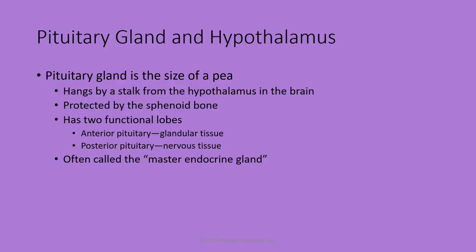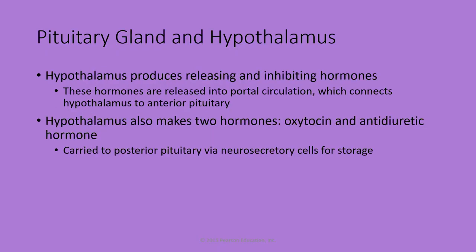The pituitary gland and the hypothalamus: look at these first. The pituitary gland is very small, only about the size of a pea. It is connected to the hypothalamus by a stalk, which is known as the infundibulum. It's protected by the sphenoid bone. It has two lobes, the anterior pituitary and the posterior pituitary. Several different hormones are produced here, so it's often referred to as your master endocrine gland.